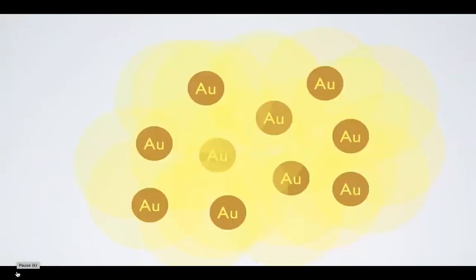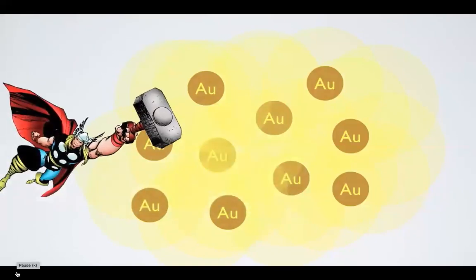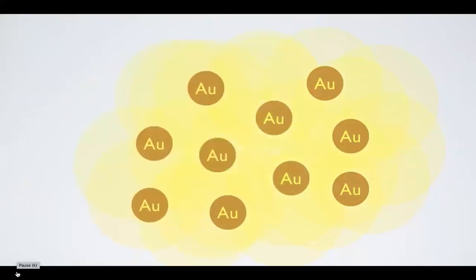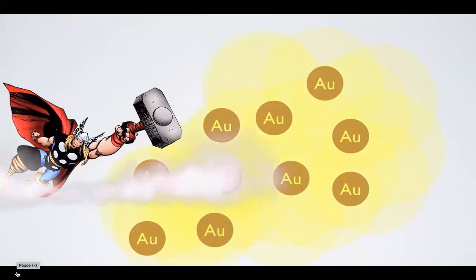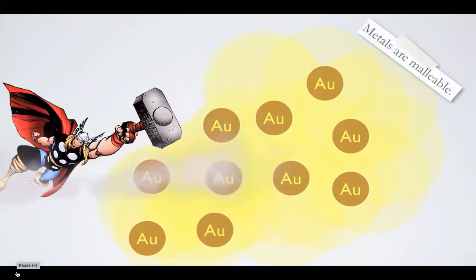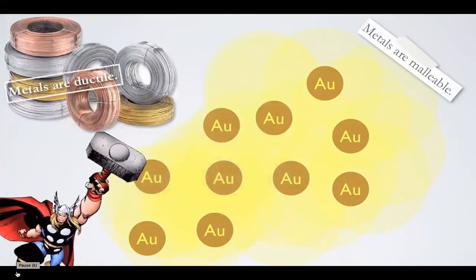Here we have gold, and here we have Thor. Now, gold, like all metals, will not just simply break when we hit it. Instead, the gold will deform upon impact or bend a little bit. This is because the metallic bond allows for the lattice of positive ions to shift or change shape a little bit without breaking the bonds. This is why metals are malleable. It's also why they are ductile, which means they can be drawn into wires.